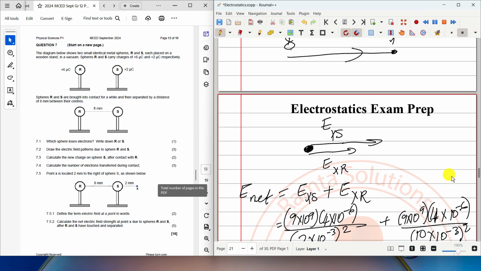So guys, this is how you get your electrostatics on your full marks. This is how you get them. And as you can see, we were done in less than 16 minutes. Mind you, we took about 2 to 3 minutes introducing the lesson. So you can imagine it took less time, right?